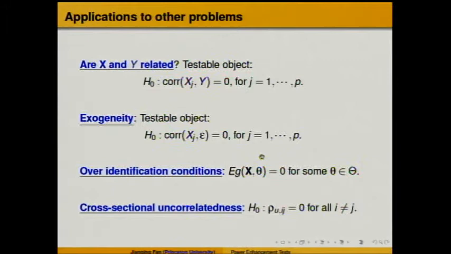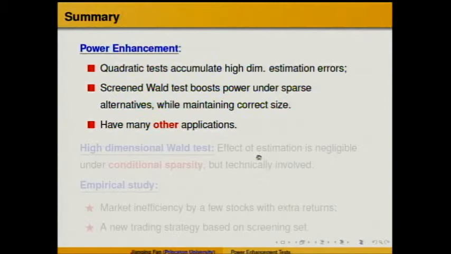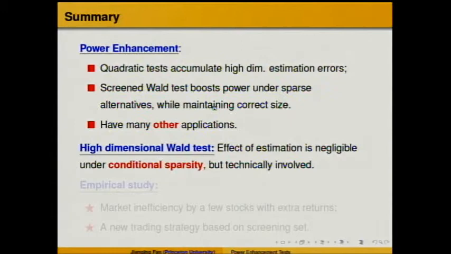So let me give a quick summary of what I have said in the past 30 or 40 minutes. We introduced the quadratic test. The typical quadratic test accumulates high dimensional estimation errors. And we introduced screened Wald statistics to boost power under sparse alternatives while maintaining the correct size. This kind of idea, which we call power enhancement, has many other applications. And we basically say the factor loading estimation error is negligible under conditional sparsity.